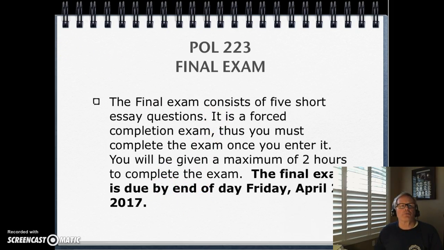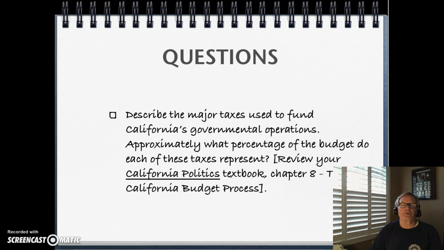Okay, so let's go over the questions. The first question is, describe the major taxes used to fund California's governmental operations, and approximately what percentage of the budget do each of these taxes represent? So a couple things here. Describe, that means tell me a little bit about the taxes. All right, so don't just list them, provide me a little description. And then approximately what percentage of the budget do each of these taxes represent?